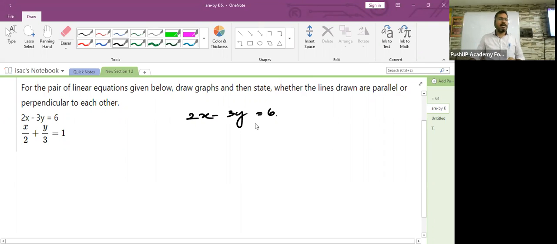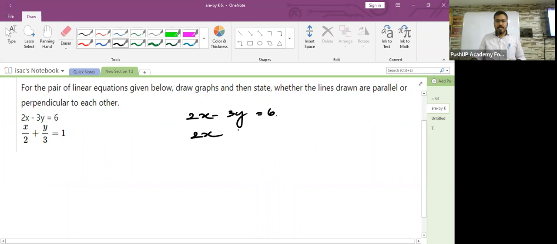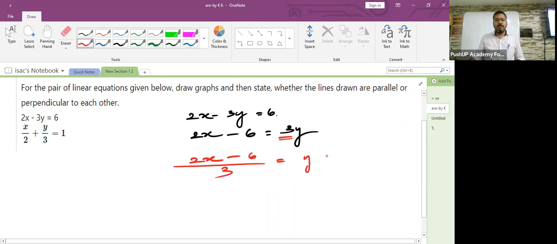Now, children, they are asking us to draw the graph for the equation 2x minus 3y is equal to 6. We have been doing this for the past many days. As of now, the equation is not expressed in the form of y in terms of x, it's just a mixture of everything. So we will take that 6 to the left-hand side, it becomes minus 6, and minus 3y to the right-hand side so that it becomes positive 3y. Now we bring this 3 from the right-hand side to the left-hand side. It becomes (2x minus 6) divided by 3 is equal to y.